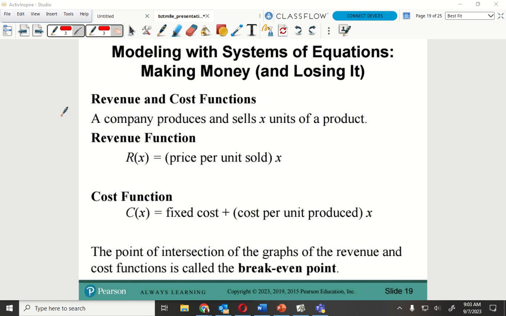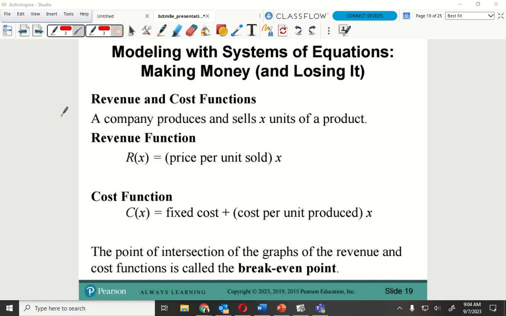Revenue and cost functions. You're always going to have two equations for these. A company produces and sells X units of a product. Revenue function, price per unit sold. Now, whatever you're making, you're going to actually sell something, and that's going to be your income. Cost function, it's going to be your fixed cost plus whatever cost per unit to produce. What that means is, for your cost function, it's going to be a certain value.